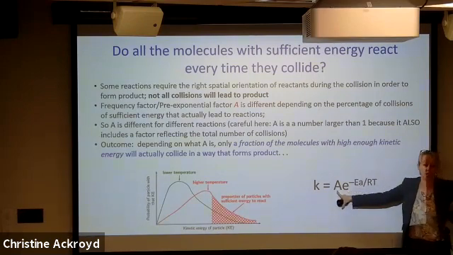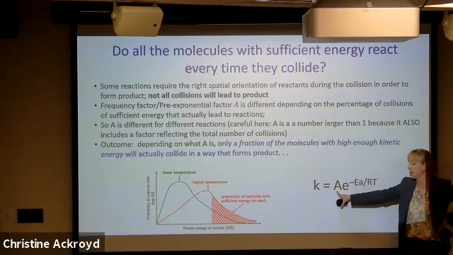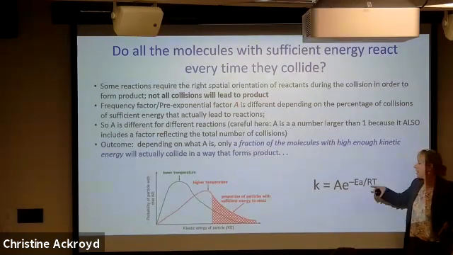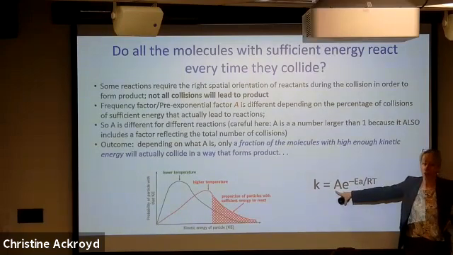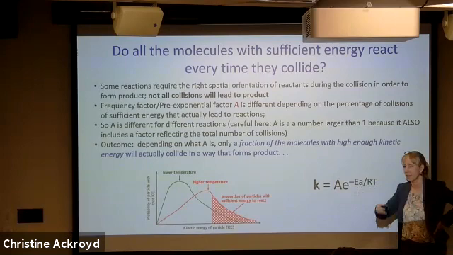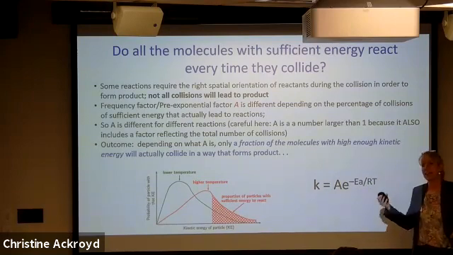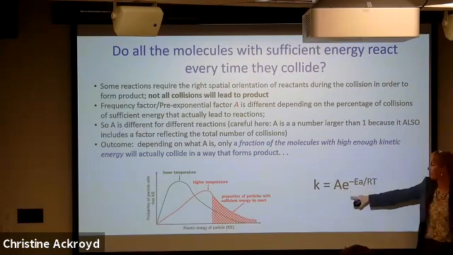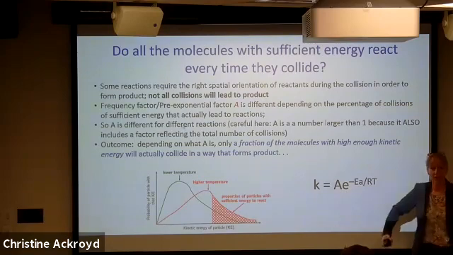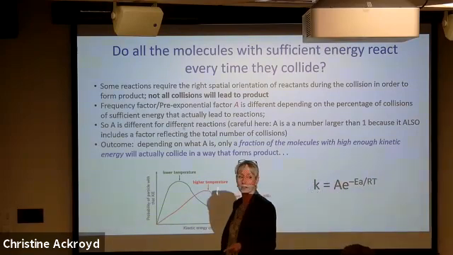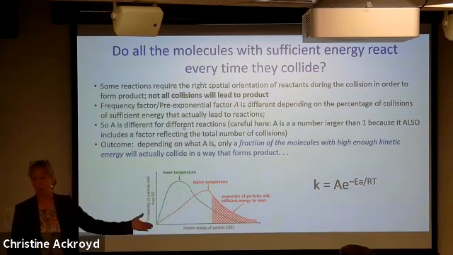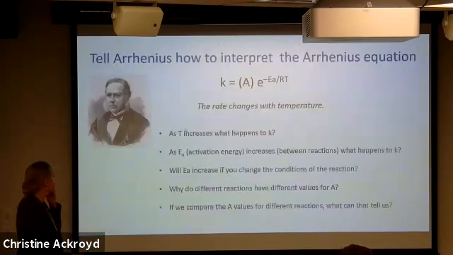But the pre-exponential factor, or the frequency factor, tells you what fraction of those collisions that have enough energy could actually lead to reaction. Now, A actually isn't a fraction, it's a number greater than 1. It also considers how many total collisions there are likely to be, but together, the combination of A and the exponential factor tell you that only a fraction of the fraction of molecules with enough energy will actually react to form product. Okay.